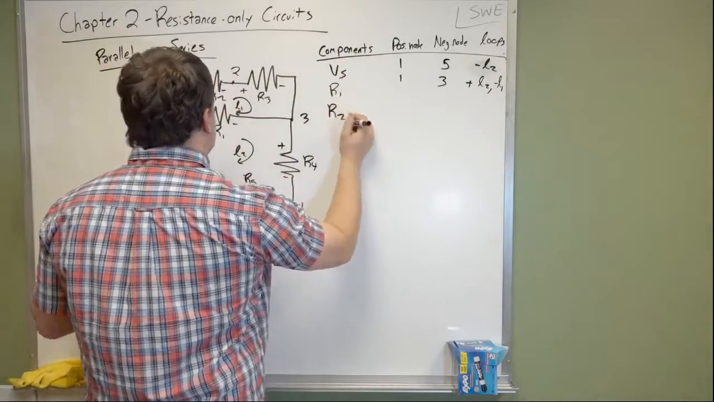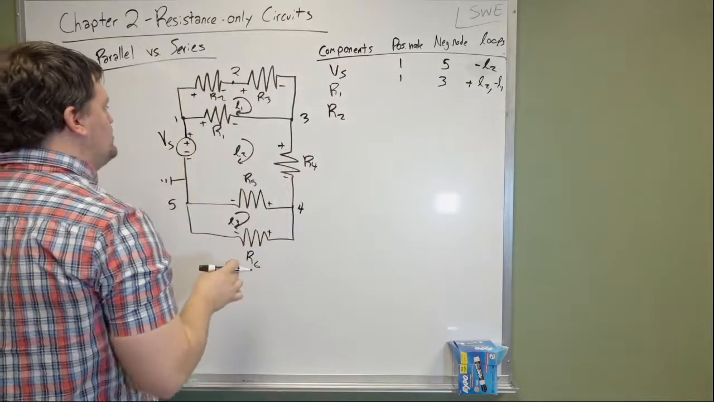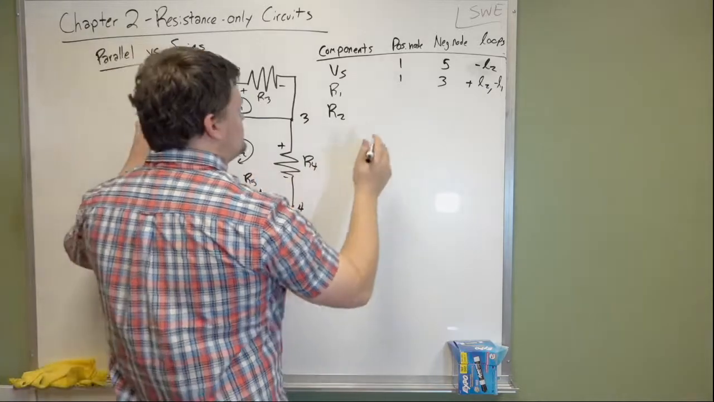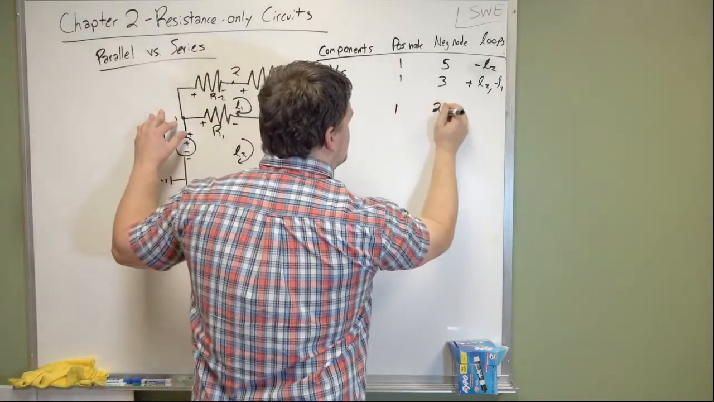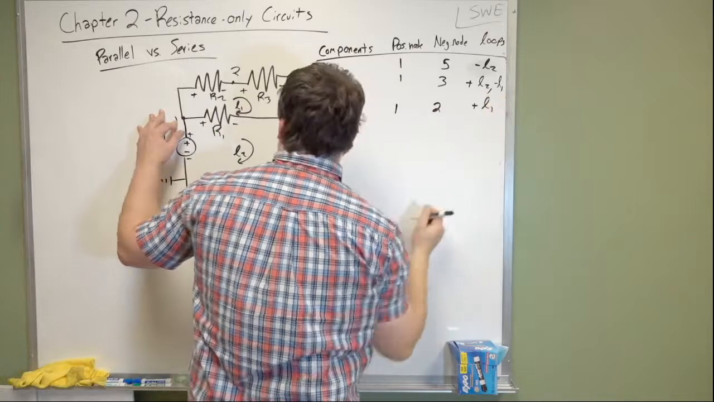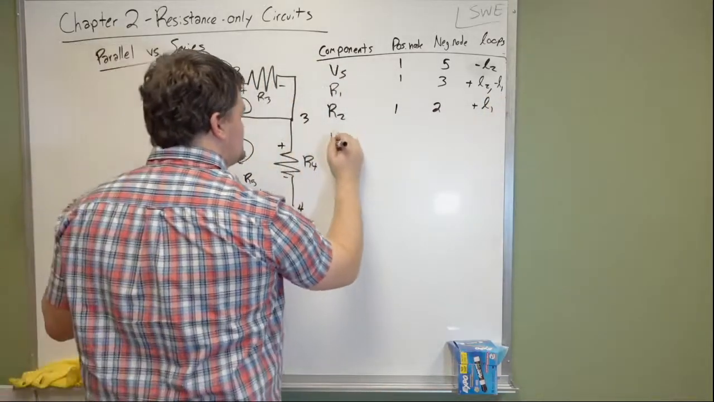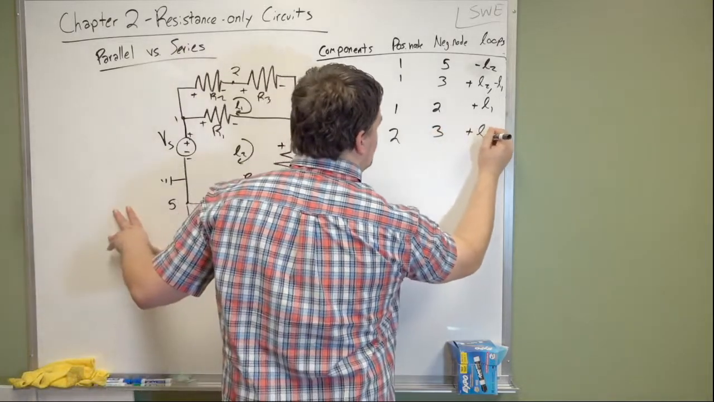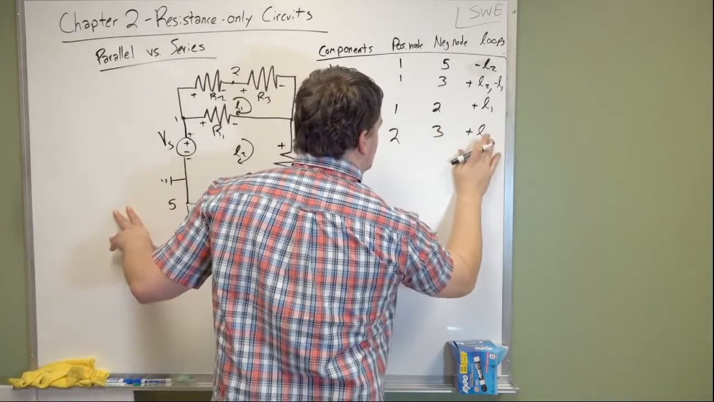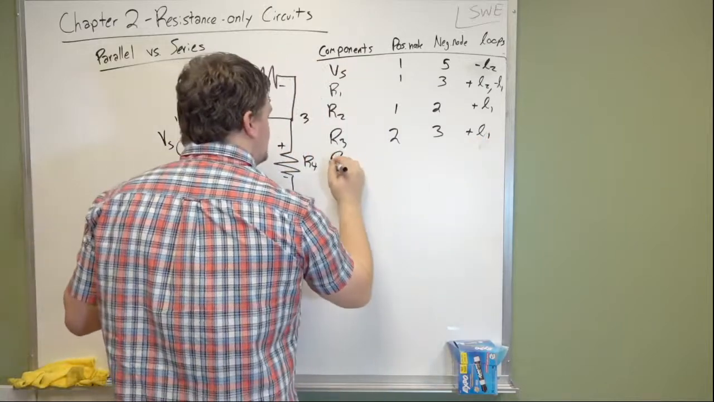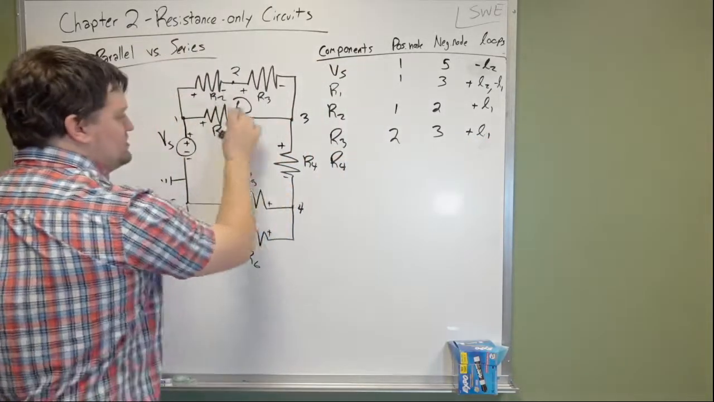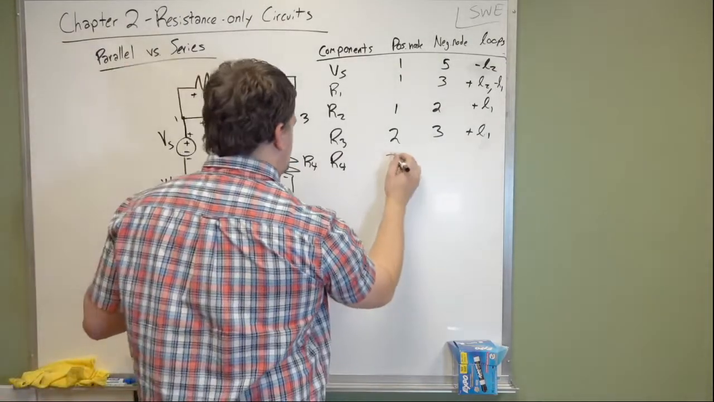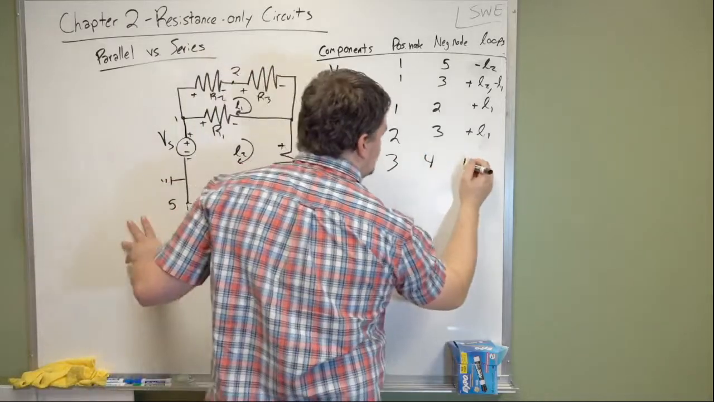Okay, then we can go to R2. R2 only touches one loop, and that is L1, and it is positive in loop 1. Here the positive node is 1, the negative node is 2. Here, R3 is a very similar situation. It starts at 2, ends at 3, and it is positive in L1. And then R4. R4 only touches one loop and it's L2, and that is positive in L2. It starts at 3 and ends at 4.